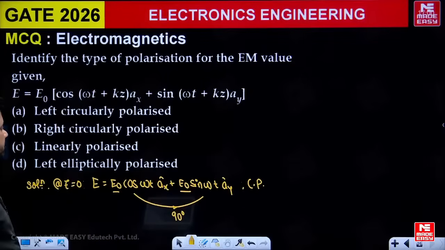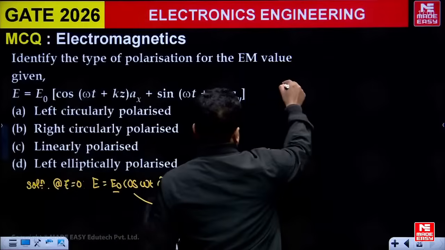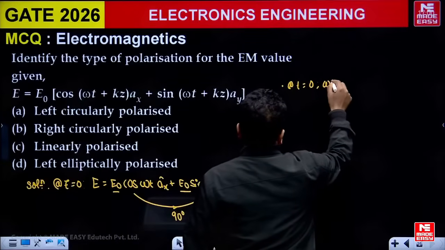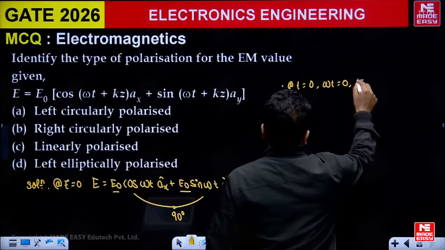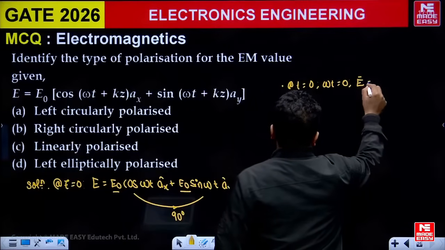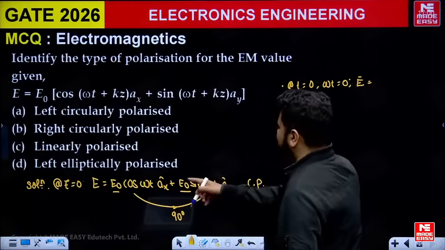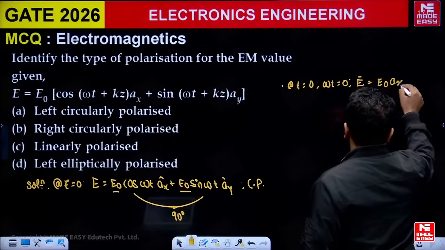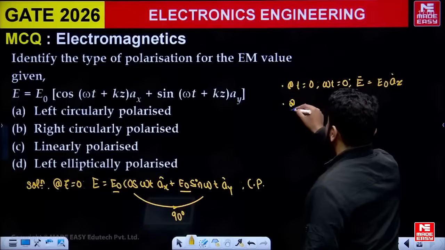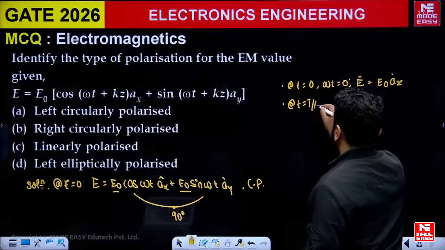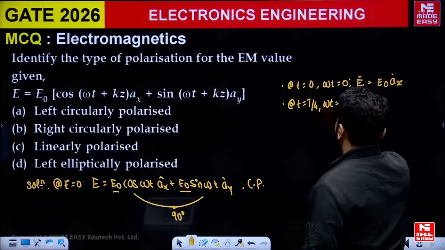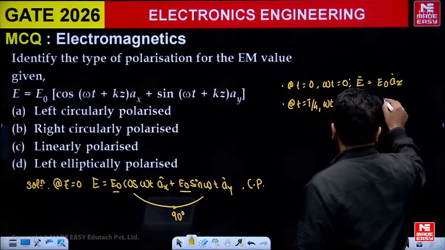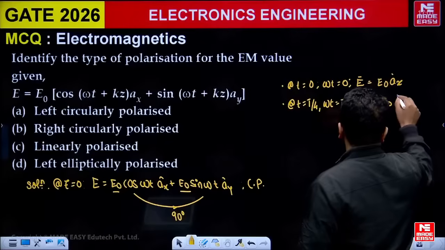Now whether it is left or right, what you have to do is take t equal to 0, so omega t becomes 0. Then what is the value of the electric field? You will get only E naught a_x. Similarly, if I put t equal to T by 4, omega t is equal to pi by 2. So what is the electric field value? Pi by 2 means you will get only E naught a_y.